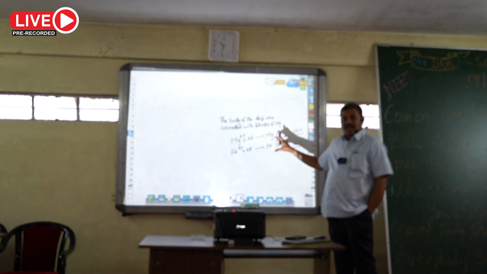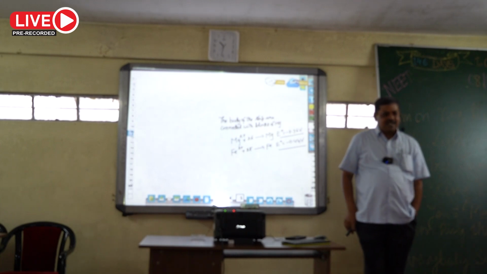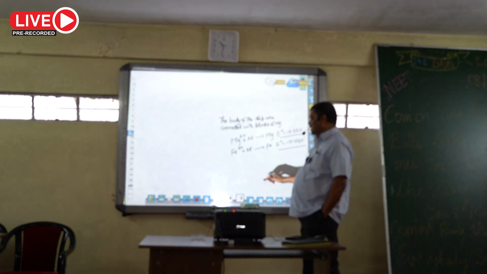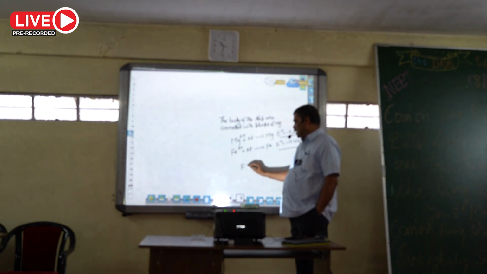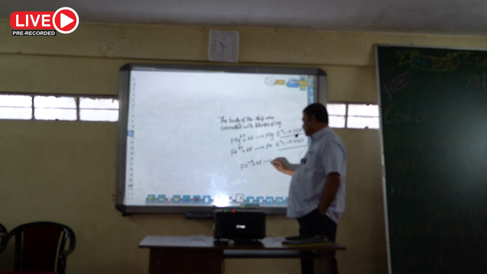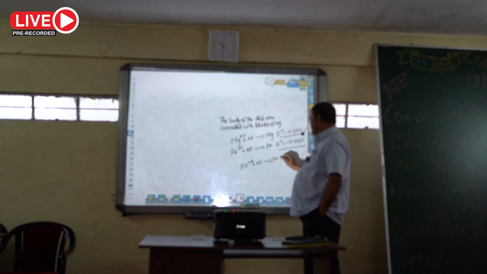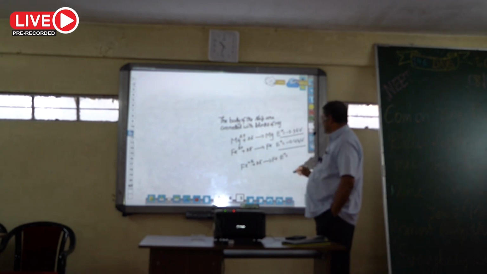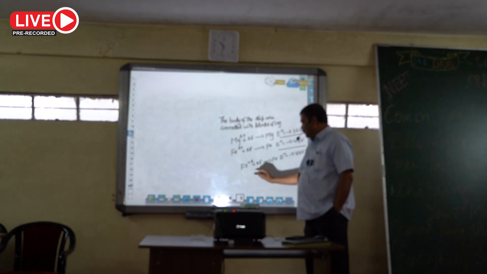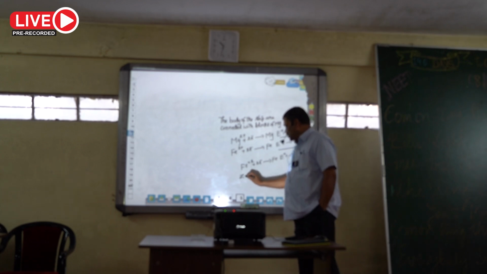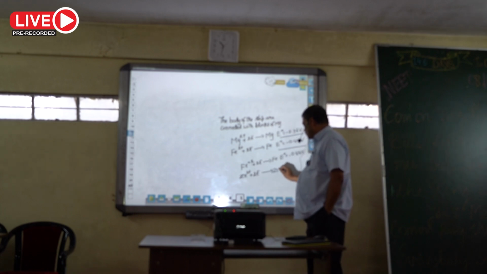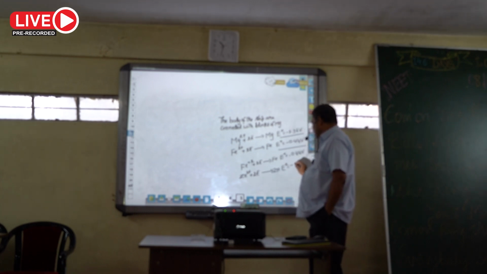So this is actually called galvanization. We just discussed galvanization also. Here iron is coated with zinc. Fe2+ plus 2 electrons gives Fe, E naught is equal to minus 0.44 volts. Zn2+ plus 2 electrons gives Zn, E naught is equal to minus 0.76 volts.